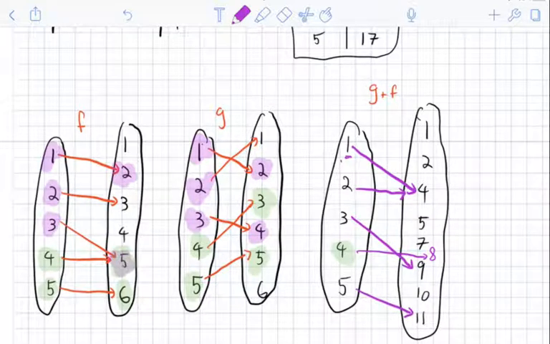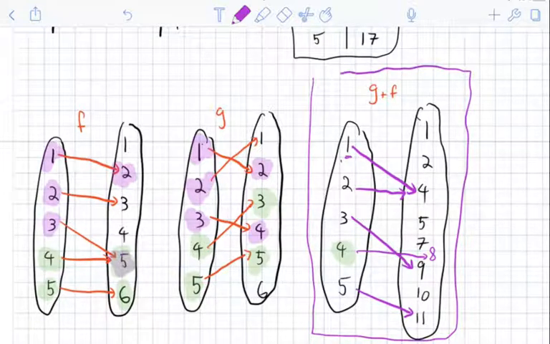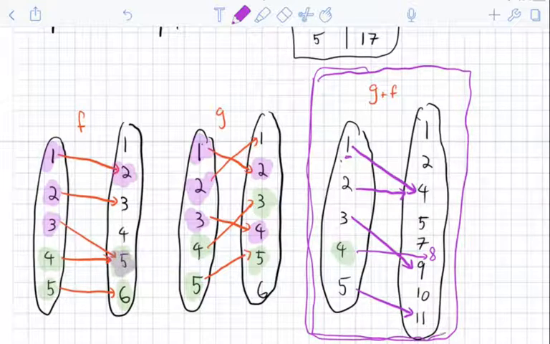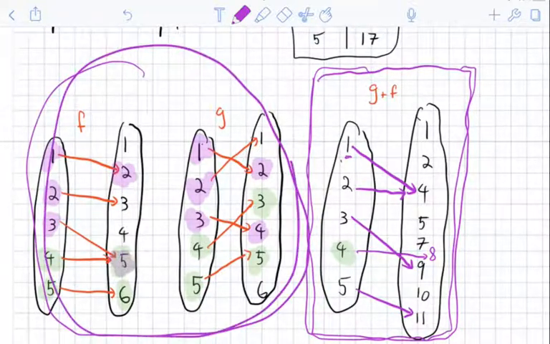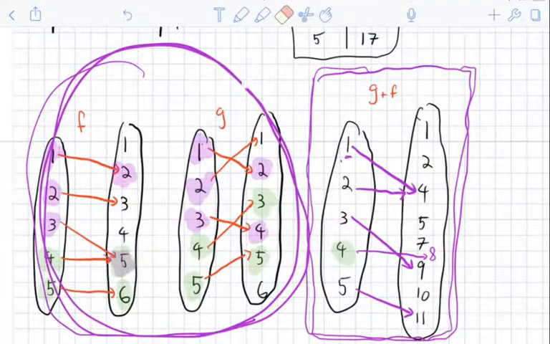So the result of combining 2 functions like this is a whole new function, a whole new arrow diagram. But this arrow diagram was built using these two arrow diagrams to start with. Does that make sense? Let's try evaluating one of these before we go any further.